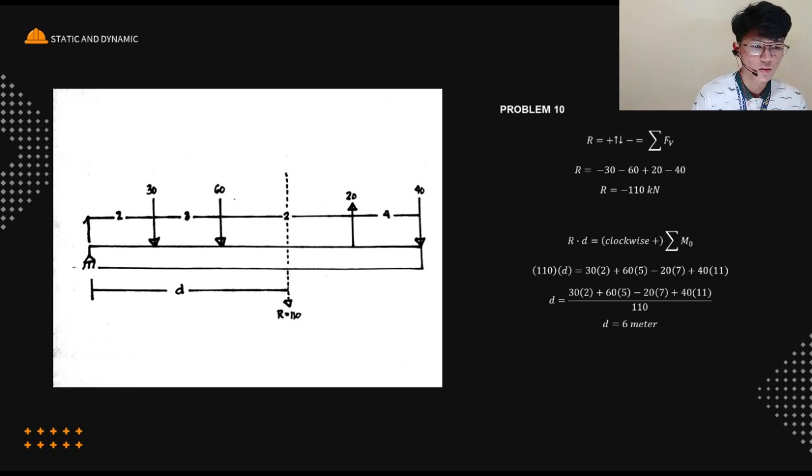And then, tulad ng mga previous problem natin, kailangan ulit natin i-manipulate yung equation para makuha natin yung D. So, D equals 30 times 2 plus 60 times 5 minus 20 times 7 plus 40 times 11 all over 110. So, yung distance na makukuha natin is 6 meter. Yun yung distance ng resultant from point O.